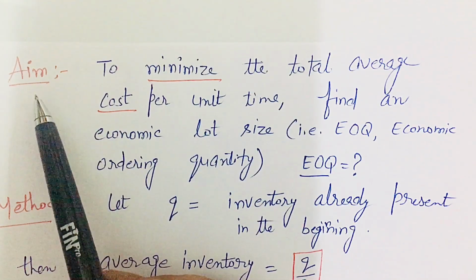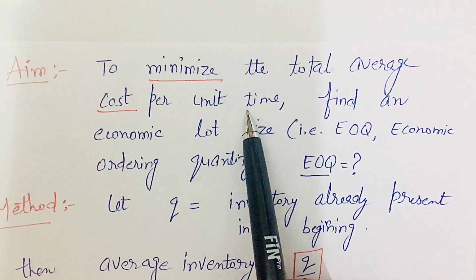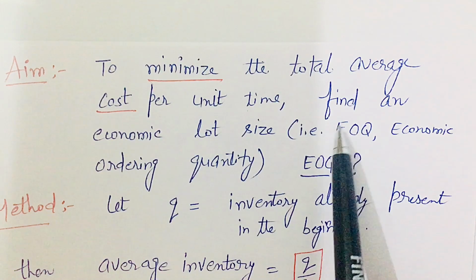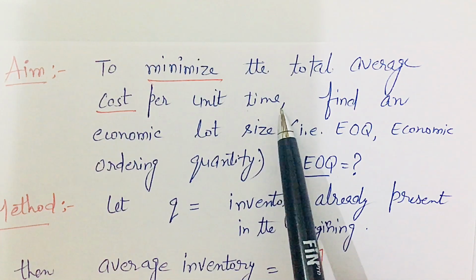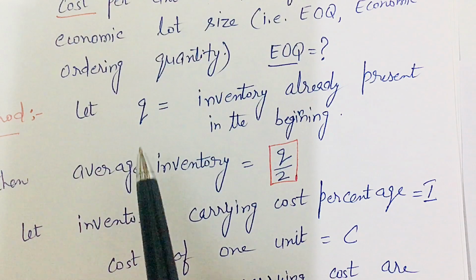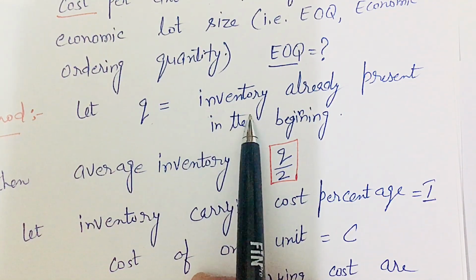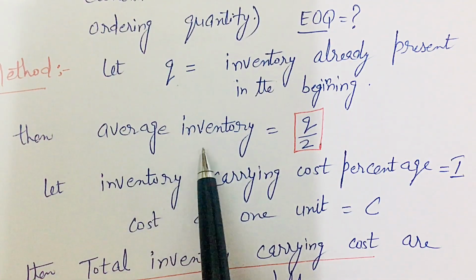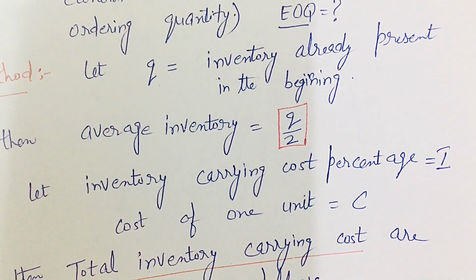Now in this model, our aim is to minimize the total average cost per unit time, and we will find an economic lot size, that is EOQ, economic order quantity, so that the total average cost will be minimum. How do we proceed? The method is, first we take small q. Small q is the inventory or stock already present in the beginning. Then average inventory is equal to 1 by 2 into Q, half of the total inventory.